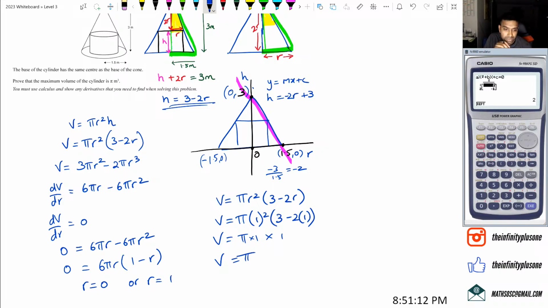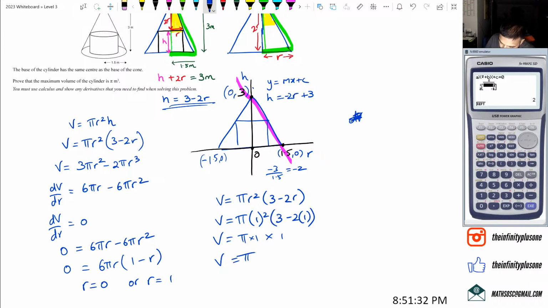Yes, Tech, I'm getting to that, because I saw the question that you need to prove that it's a maximum. All we've figured out is just that the volume is equal to pi. So I guess we've got to differentiate it twice.